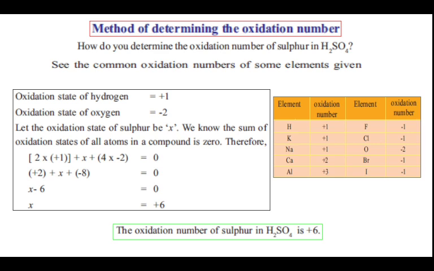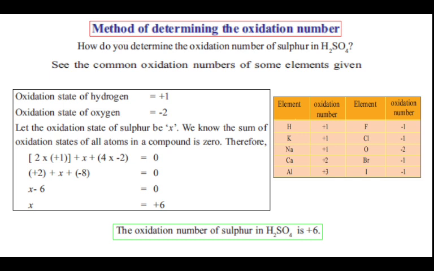Now moving on to the method of determining the oxidation number. How do you determine the oxidation number of sulfur in H2SO4? Say the common oxidation numbers of some elements given below. For hydrogen it is +1, for potassium +1, sodium +1, calcium +2, aluminum +3, fluorine -1, chlorine -1, oxygen -2, bromine -1, and iodine -1.